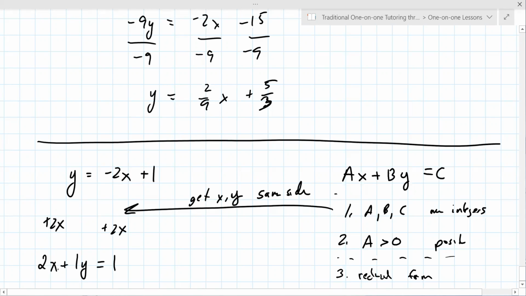Now, are the numbers in front of the variables and over here on the right integers? Are a, b, and c integers? A is 2, b is 1, and c is 1. Are they integers? Yes. The second one here, there's no work in this problem, but it's 2x plus 1y equals 1. A is positive, so we're good. So again, these are equivalent.